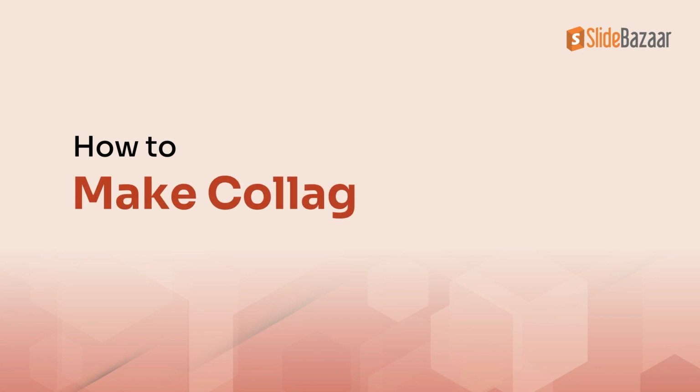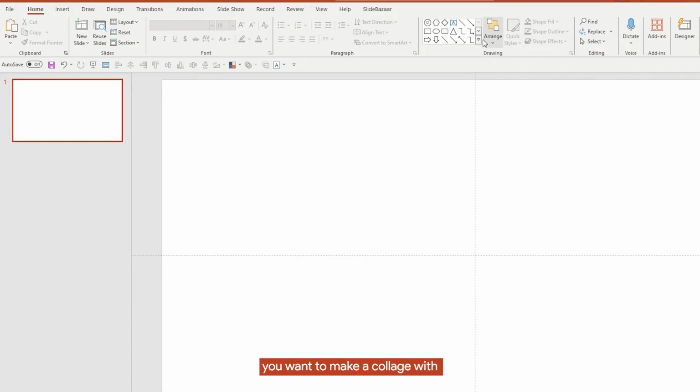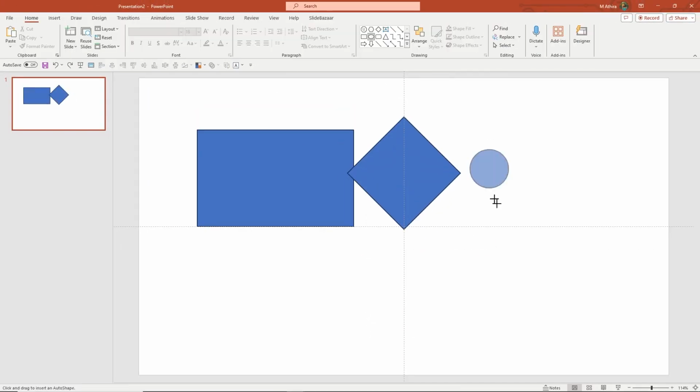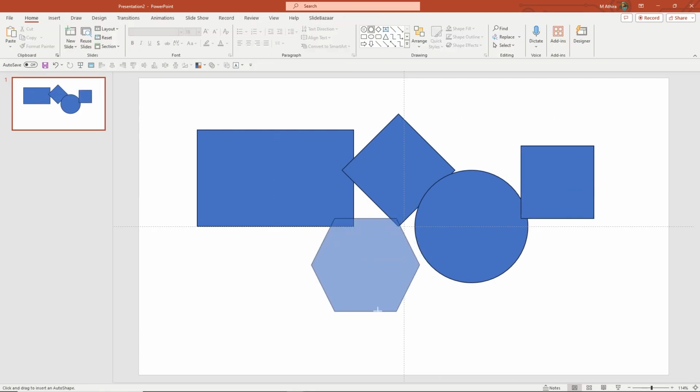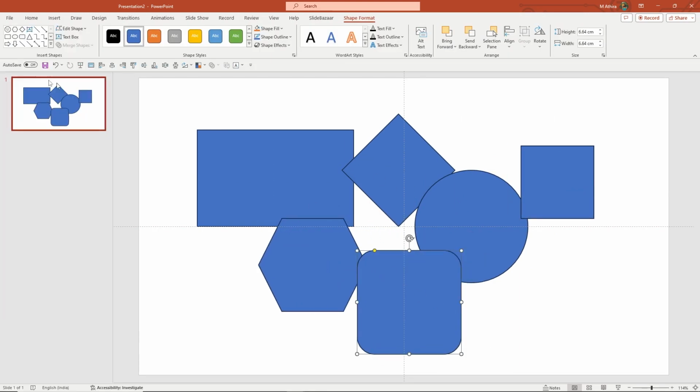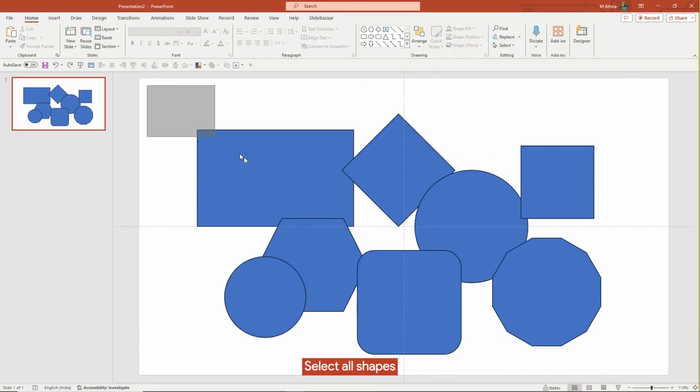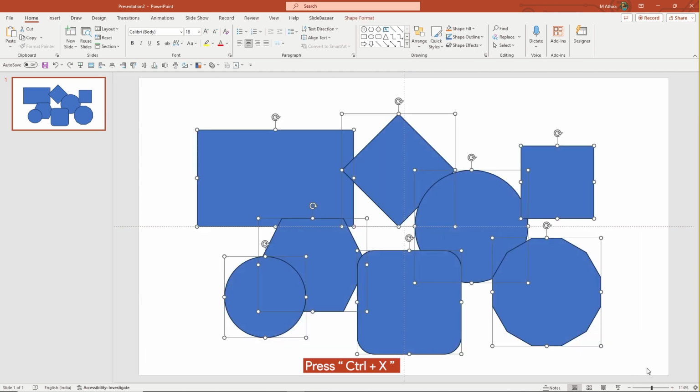How to make collages in PowerPoint. Click on Home and select any shapes you want to make a collage with. Select all shapes, press Ctrl X.